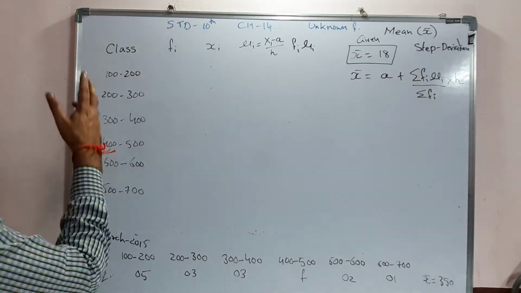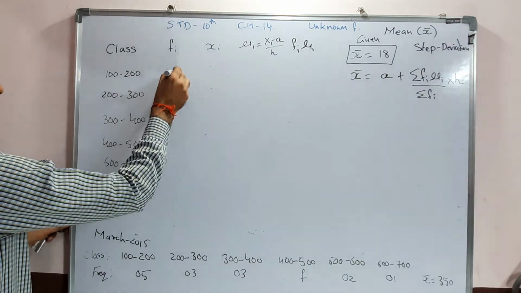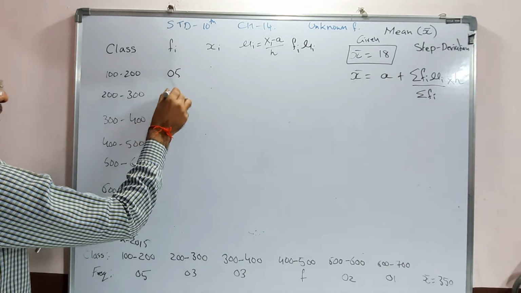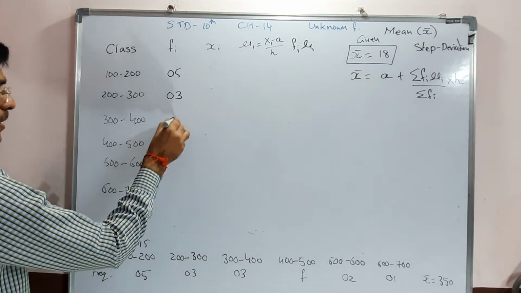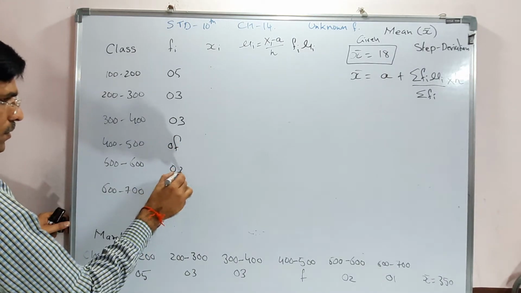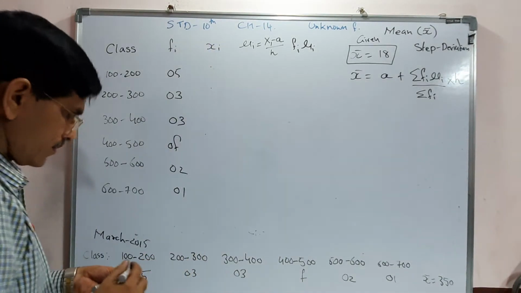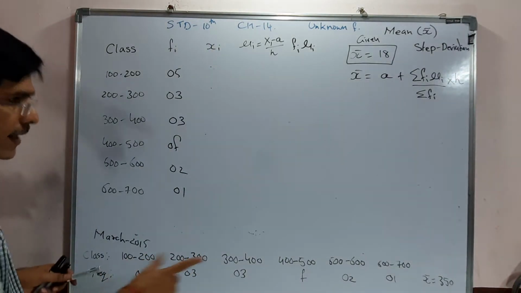So frequency is also given, that is 5, 3, 3, f, 2, and 1. Xi we have to first find.